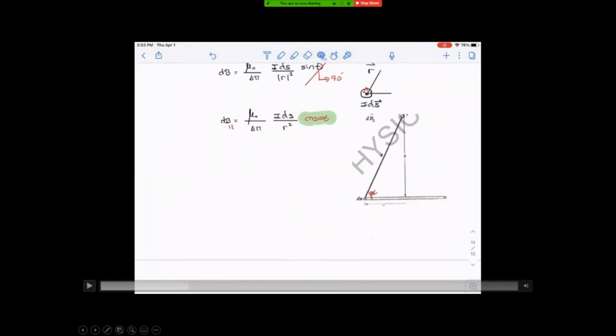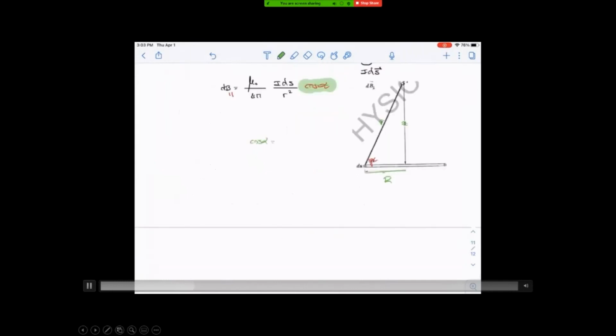Now we have to express this angle in terms of measurables. R and z are something you can measure. This is the radius of the circle. The cosine of this angle that you're looking at is going to be adjacent over the hypotenuse. So do a back substitution.